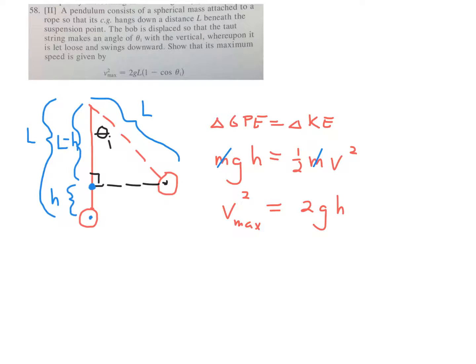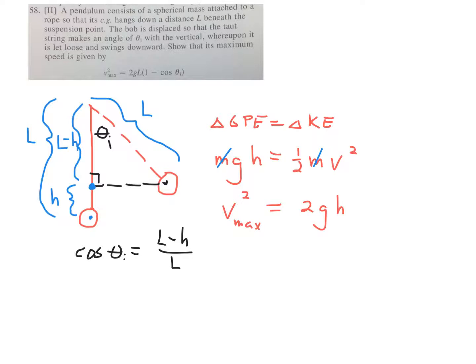The problem is I have this little h I got to get rid of. Well, so how do we find h in terms of the other variables? Bottom line is, if you look at the triangle in the diagram, and I'm going to use my known equation for cosine. I know that the cosine of theta sub i equals the adjacent leg, L minus H, over the hypotenuse L.